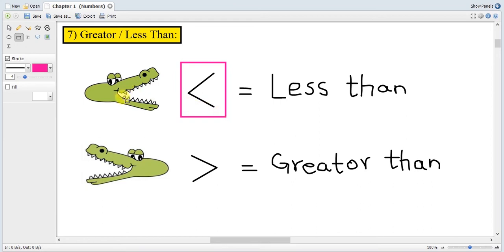Can you see the alligator, the crocodile here? Its mouth is open on the right side. This is your right side, and this is your left side. When an alligator opens his mouth towards the right side, that is a less than sign. And when an alligator opens its mouth on the left side, that sign is a greater than sign, right? I'll give you another easy way of remembering these symbols.